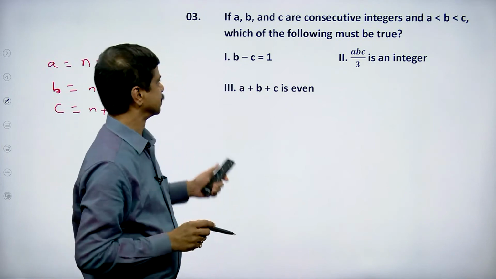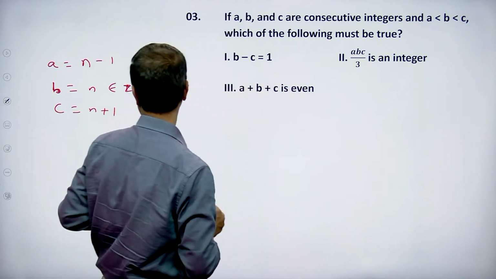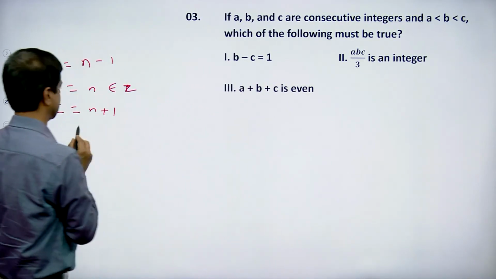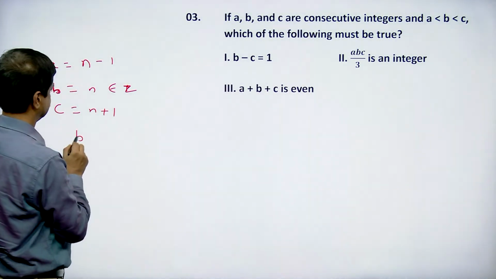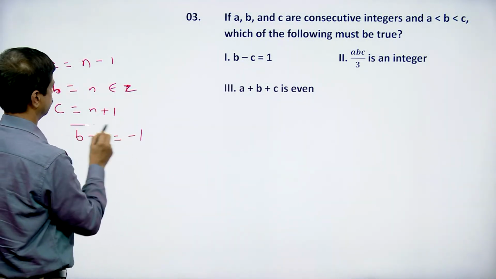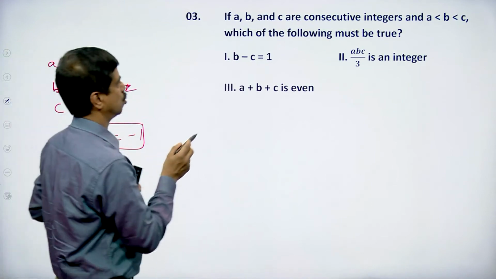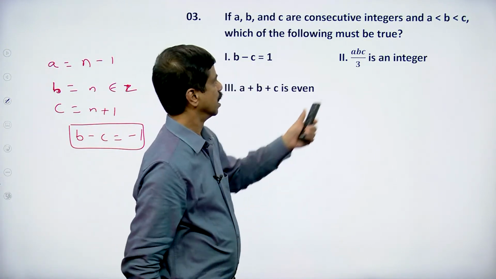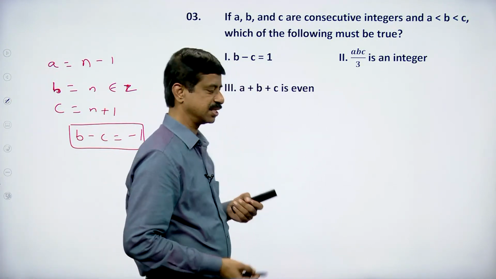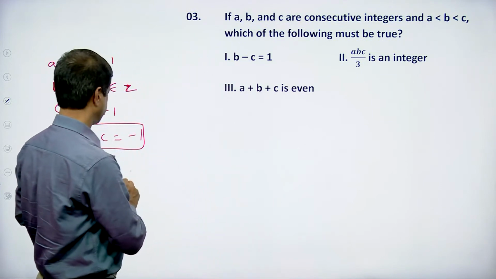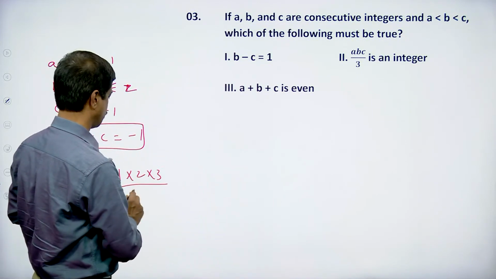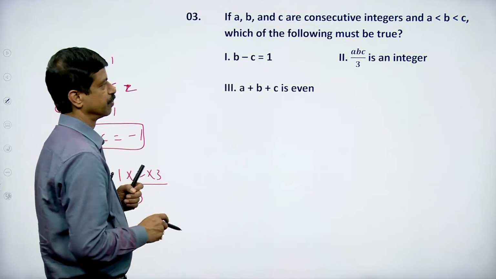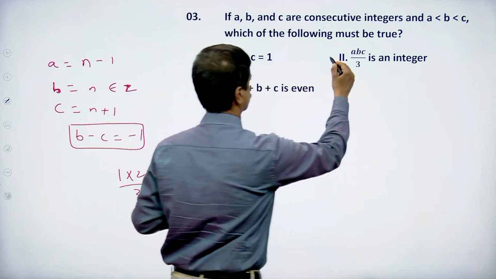Okay. So now B minus C equal to minus 1, not plus 1. So option 1 is wrong. ABC by 3 is an integer. Yes, definitely consecutive numbers, if you multiply, it is always divisible by 3. Therefore, it is an integer. This is true.